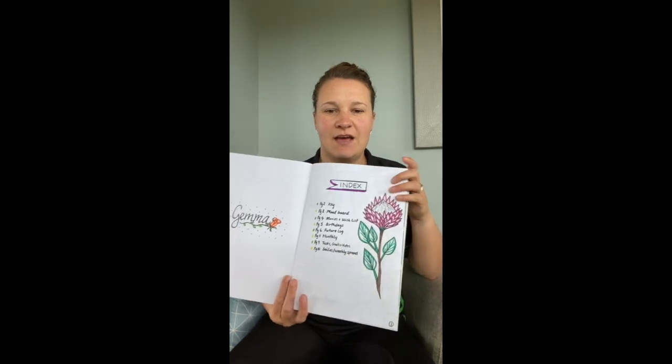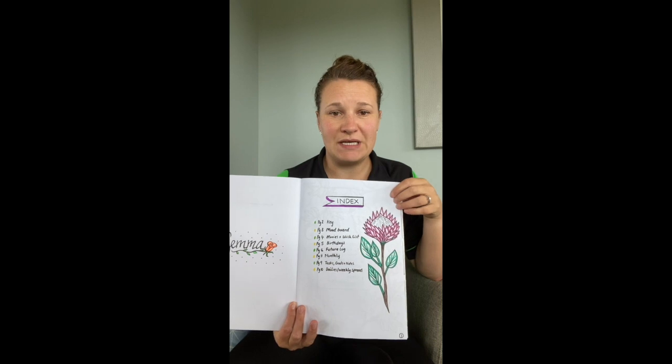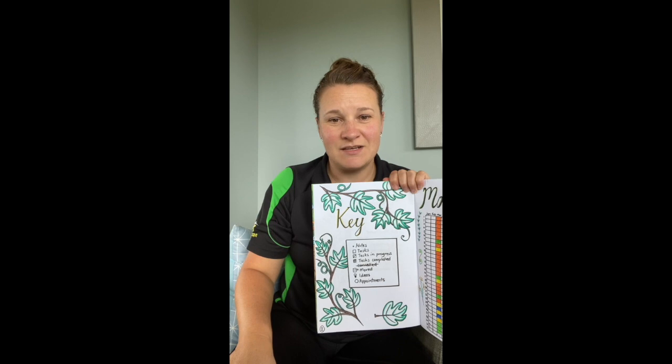The second part to your spread, and a spread is double paging, is the index. The index is really important. That's how you can navigate through your bullet journal. Another really important part of your bullet journal is having a key. A key helps you identify different activities throughout your journal, and it makes it really easy to navigate.